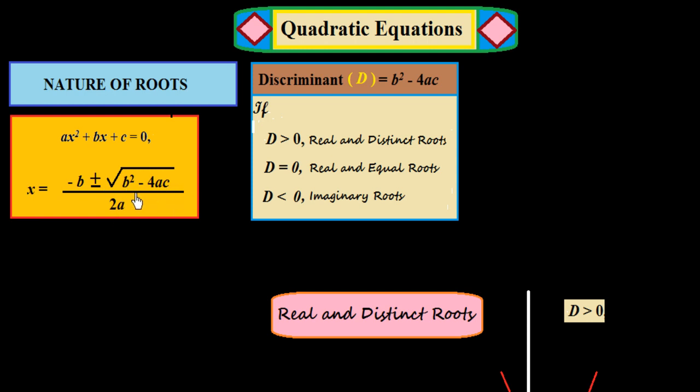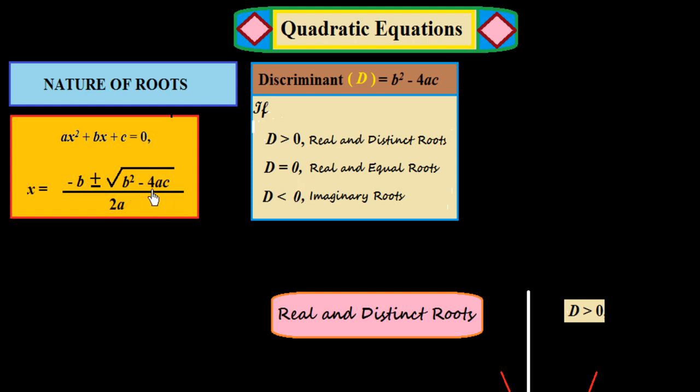Here you see b square minus 4ac, which is under a square root, is called the discriminant, which is denoted by capital D. So discriminant is equal to b square minus 4ac. It classifies the nature of the roots of the quadratic equation. If this discriminant is greater than 0, it is positive, then we get real and distinct roots. If this is positive, then we will get two values, one from the positive sign and one from the negative sign. So we get two values which would be real and distinct.